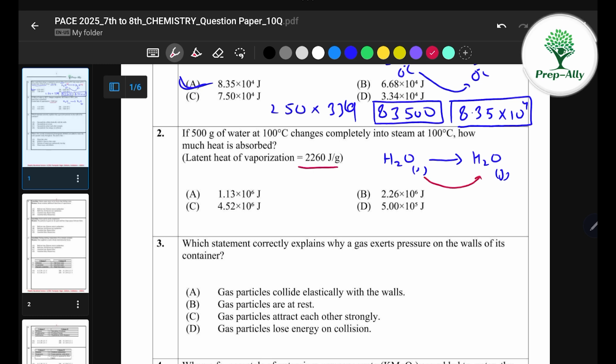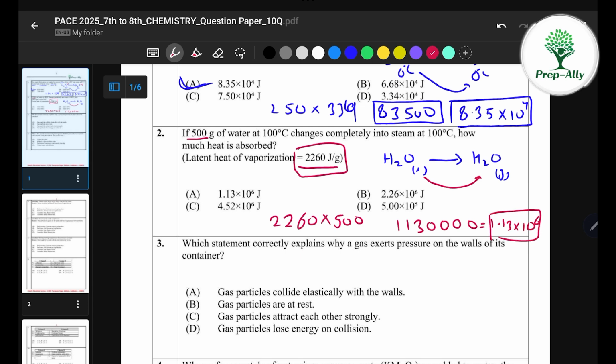This is called vaporization, conversion of liquid into gas, and it was given per gram. But we don't have 1 gram, we have 500 gram. So for 500 gram we can multiply our answer. So 2260 multiplied by 500, this we can apply and we can easily figure out our answer. 2260 multiplied by 500 is 1,130,000. Same thing I can write as 1.13 into 10 to power 6. Both the answers are right, so option 1 is correct.